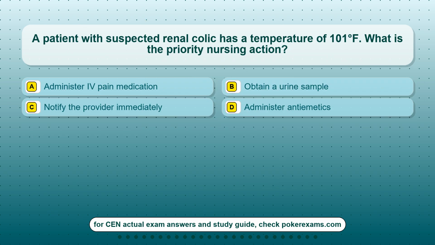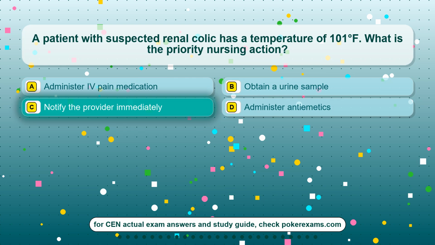Question 12. A patient with suspected renal colic has a temperature of 101 degrees Fahrenheit. What is the priority nursing action? Option A, administer pain medication. Option B, obtain a urine sample. Option C, notify the provider immediately. Option D, administer antiemetics.